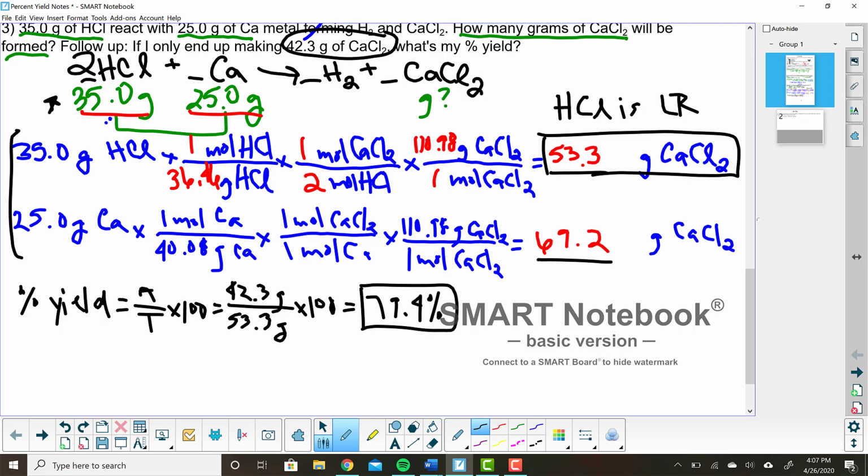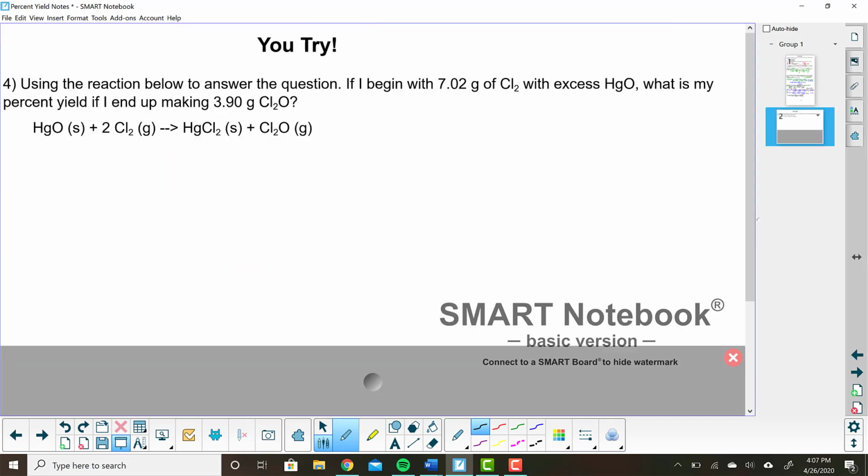So let's just do a couple problems that you try on your own. I think I gave you the reactions for both of them. So it says, using the reaction below, answer the question. If I begin with 7.02 grams of Cl2 with excess HgO, what is my percent yield if I end up making 3.9 grams of Cl2O?